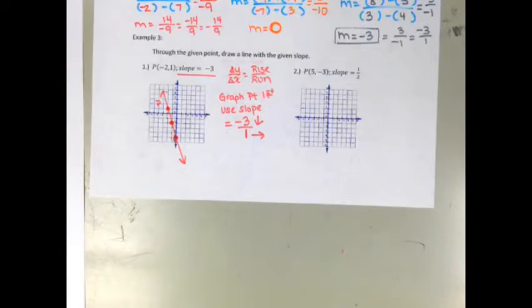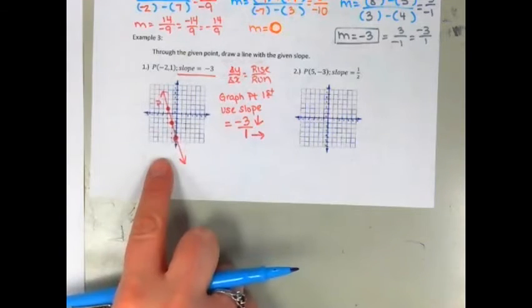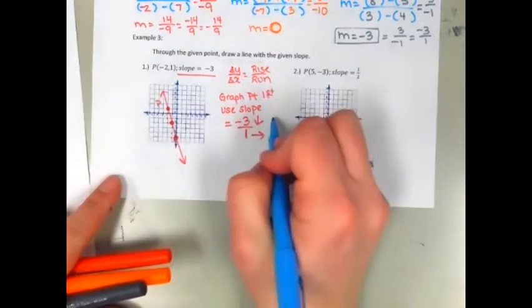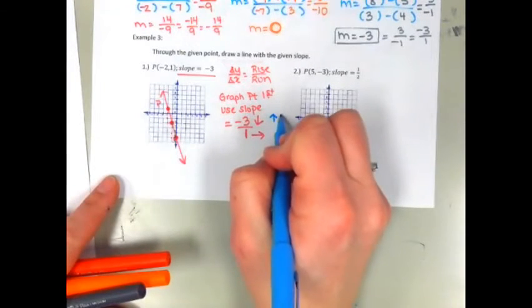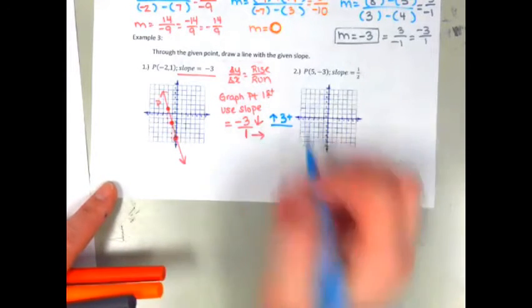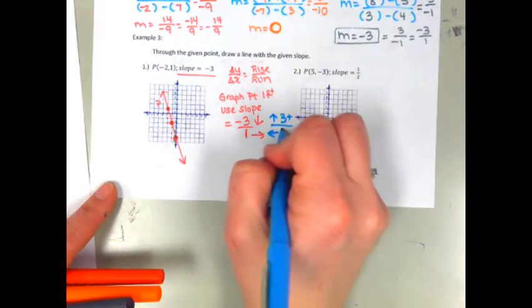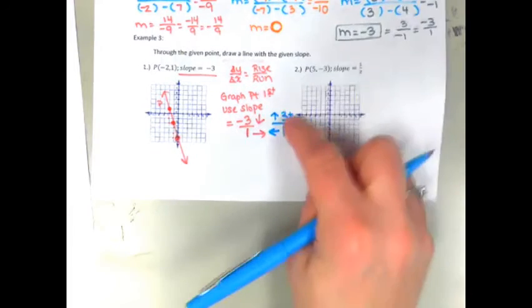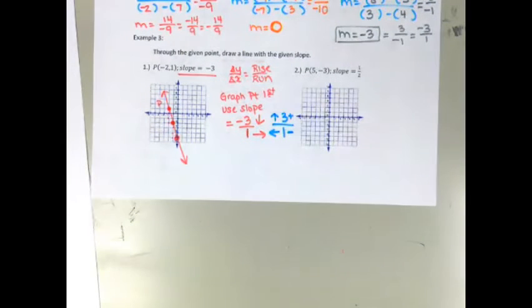How could I switch going down 3 to the right 1? So if I ran out of room on my graph, how could I switch it? I could go up 3, meaning it's a positive. And then instead of going right 1, I could go left 1, meaning it's negative. Isn't a positive over negative still a negative? Yeah. Okay. All right, go ahead and try number 2.